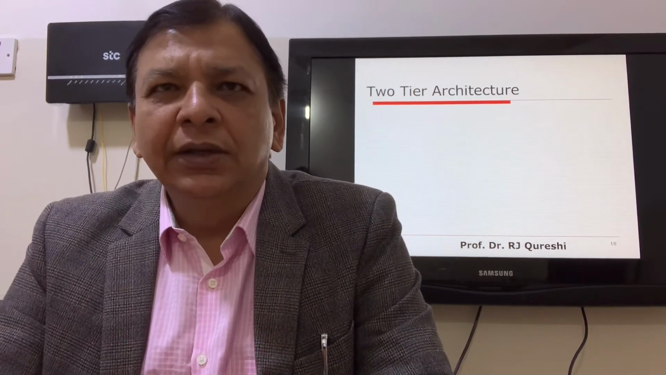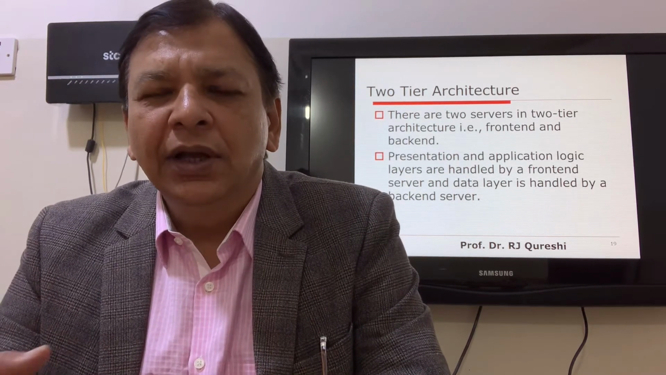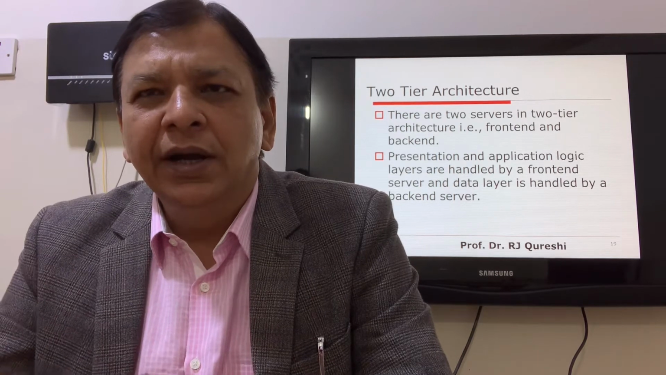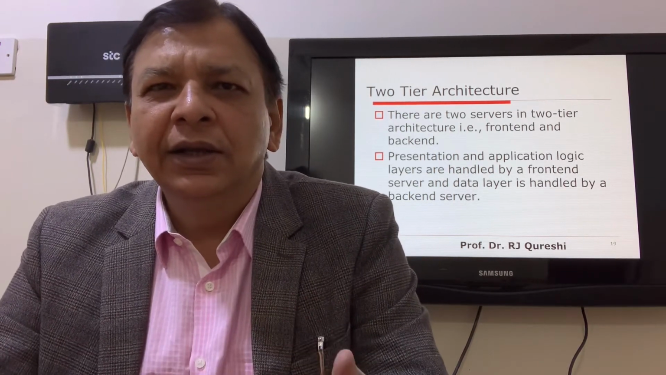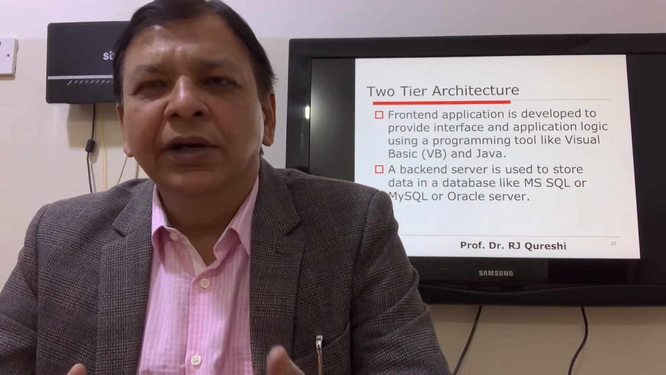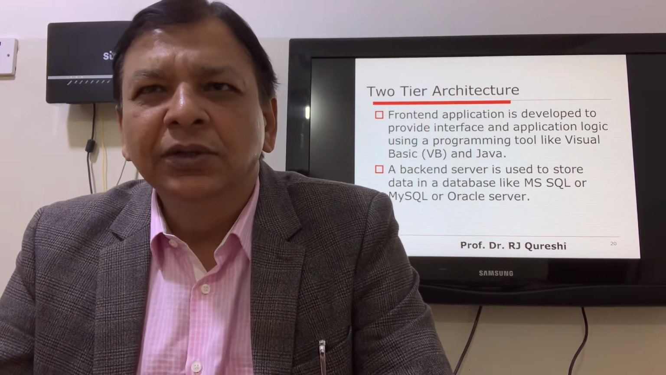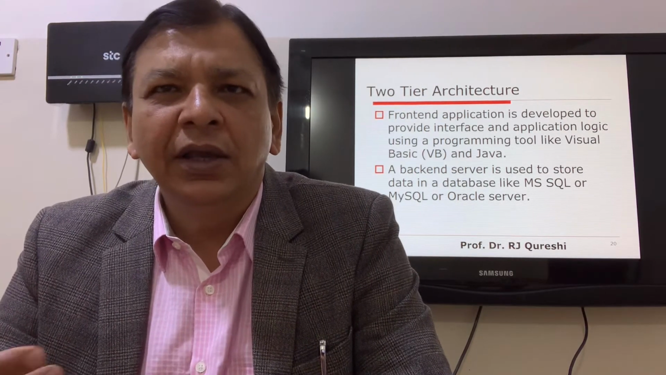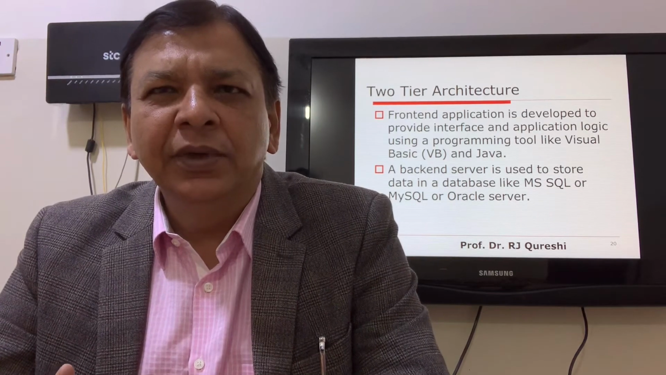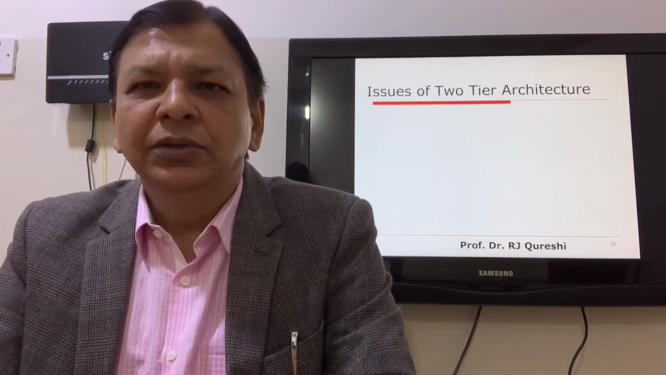What is two-tier architecture? Two-tier architecture means there are two servers. We have front-end server and we have back-end server. Presentation and application logic layers are handled by front-end server and data layer is handled by back-end server. Front-end application is developed to provide interface and application logic, processing logic and the business logic using tools like Visual Basic, Java, ASP, PHP. A backend server is used to store the data in a database like Microsoft SQL Server, MySQL or Oracle Server.